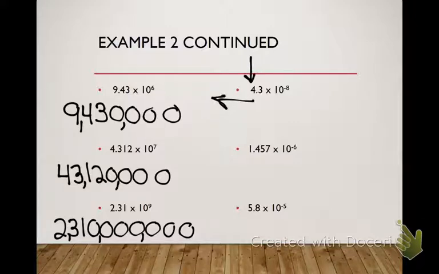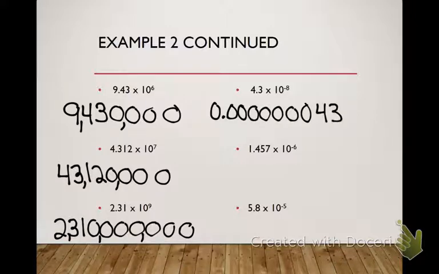All right, so the exponent still tells me I need to expand this number by 8 decimal places, but I'm going to the left. How many decimal places are already there? 1. So how many more zeros do I need before the 4? 7 more zeros before the 4. So 0.1, 2, 3, 4, 5, 6, 7, 4, 3. Okay? So now, since it's a negative exponent, I'm making it a very, very small number. I'm now putting the zeros in front of the number, which means I'm moving my decimal to the left.